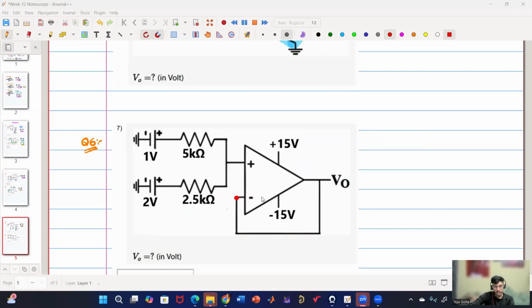Okay, so I got it, sir. That terminal is also V naught. Yes, this terminal is V naught, right? Okay. Now what is this voltage? V naught. And what is this current? This input current.